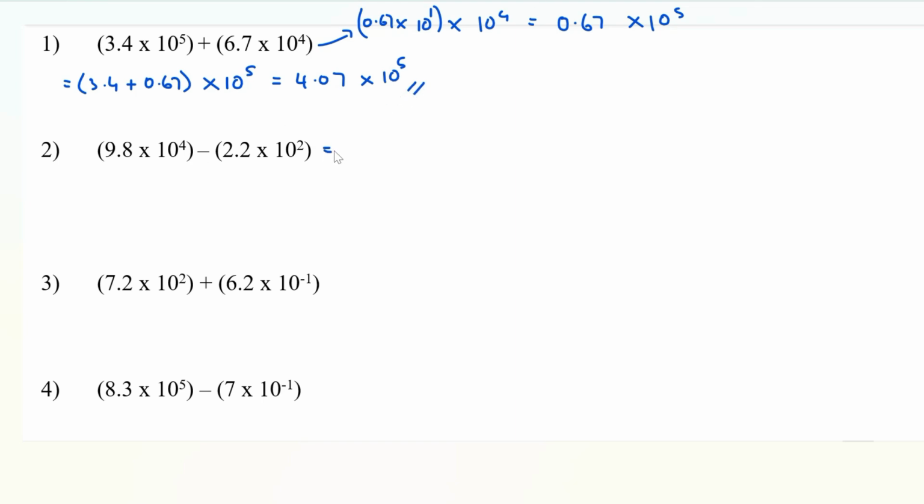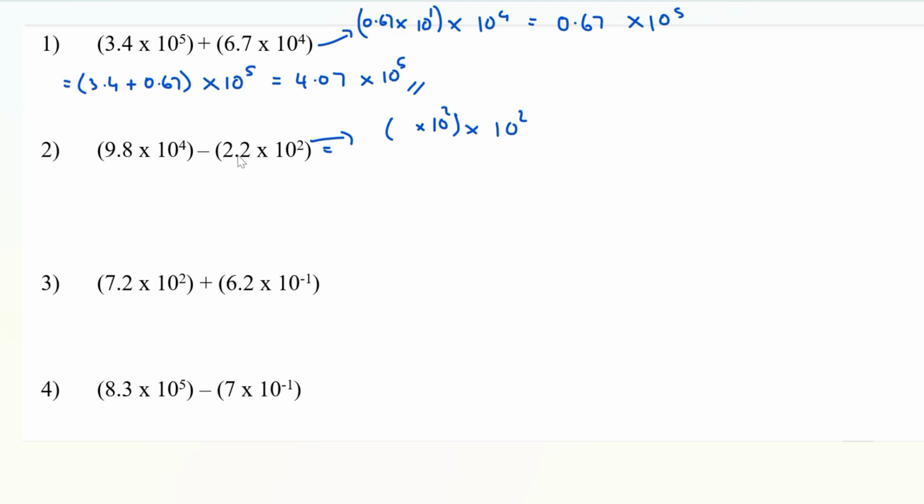For question 2, we're subtracting, and we need to rewrite one of these brackets. So again, if we try this one, we've got 10 to the power of 2, and we need to make this 10 to the power of 4. So that means in this bracket here, we need to have 10 to the power of 2. So we can add these to equal 4.